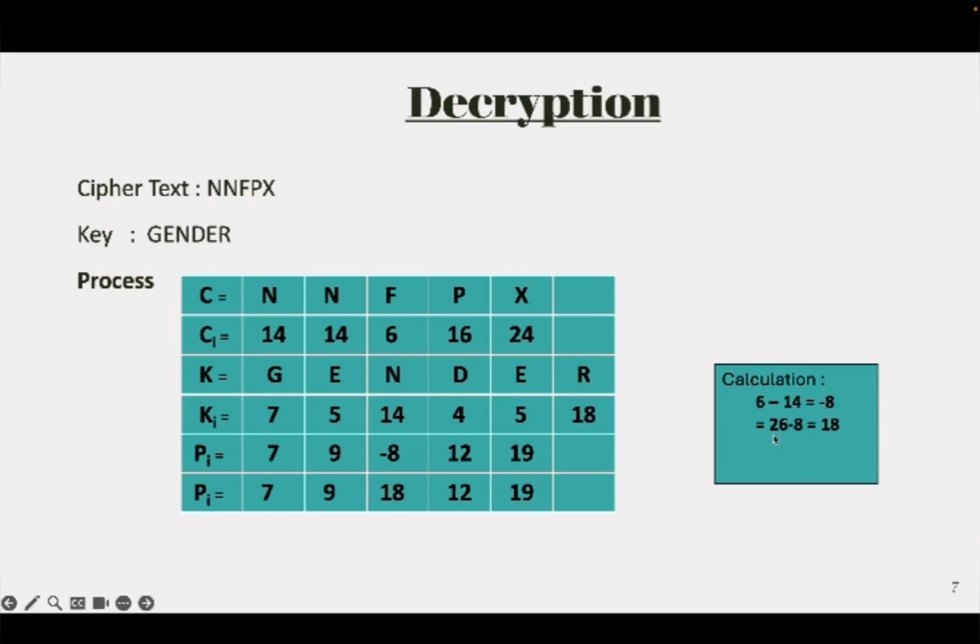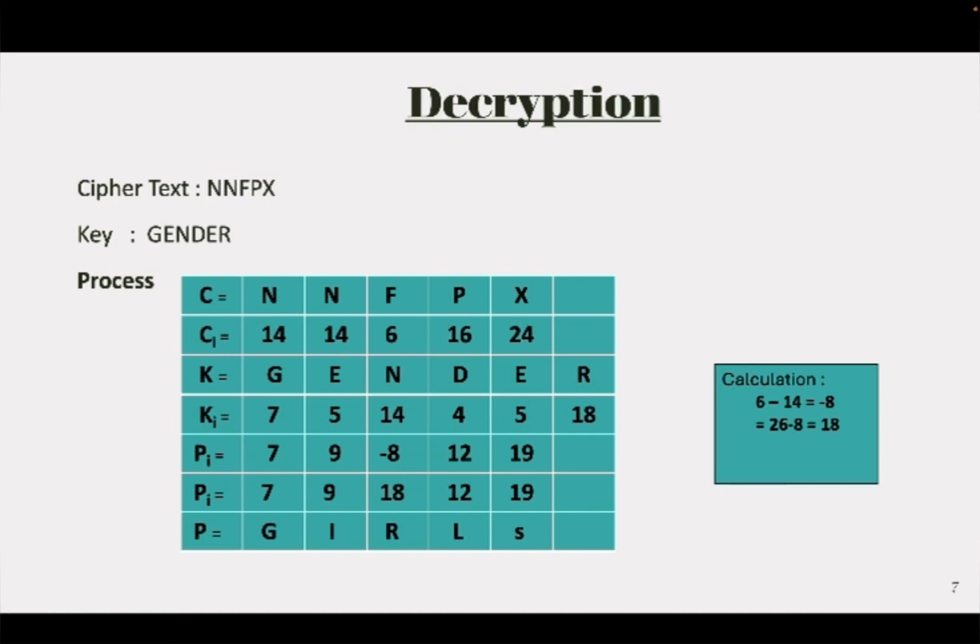6 minus 14 means minus 8. Then we add our alphabet base value, that is 26. So 26 minus 8 means 18. So here we write 18. Now we convert it into words. So 7 means G, 9 I, 18 R, 12 L, 19 S. So it is our decrypted value.